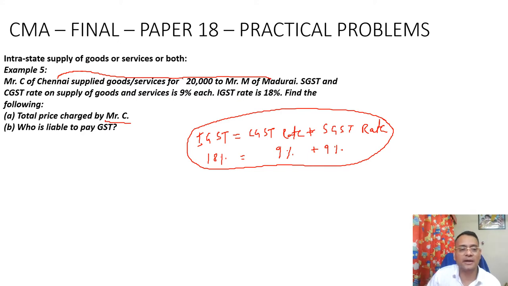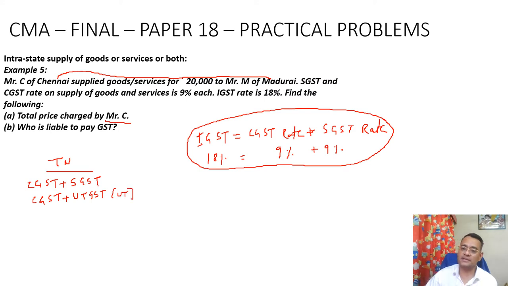Chennai and Madurai are in the same state, that is Tamil Nadu. So when supply is within the same state, that means if the supplier of goods and the buyer of the goods are located within the same state or union territory, then CGST plus SGST, or CGST plus UTGST applies. UTGST is Union Territory Goods and Services Tax. In this example, both the supplier Mr. C and the buyer M are located in the same state, Tamil Nadu.